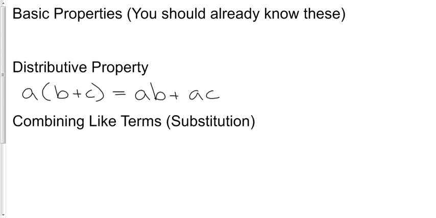For example, with numbers, you might have 4 times 5 plus x, which would be 4 times 5, which is 20, and then 4 times x, which is 4x. Okay, that's distributive property. That one's very important. We use that one a lot.